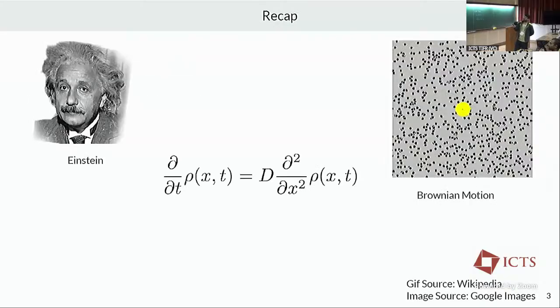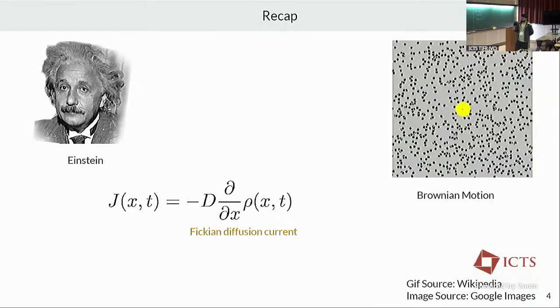So Albert Einstein in 1905 gave a theoretical description to understand Brownian motion, and what he derived was this diffusion equation, which tells you how the probability density evolves with time. So in his theory, the fluid was uniform or homogeneous, and that is why the diffusion was a constant. And his work also gives us a microscopic origin to something called the Fickian diffusion current.